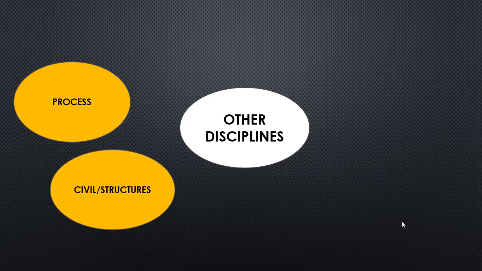The next discipline is civil and structures. Civil and structures design the structures and civil foundations based on the piping inputs. So once the design part is done, the piping team and the civil structural team will sit together to ensure that the design is acceptable or not.